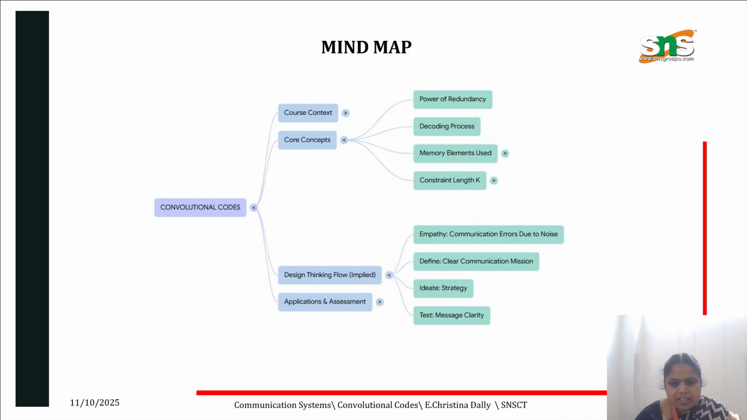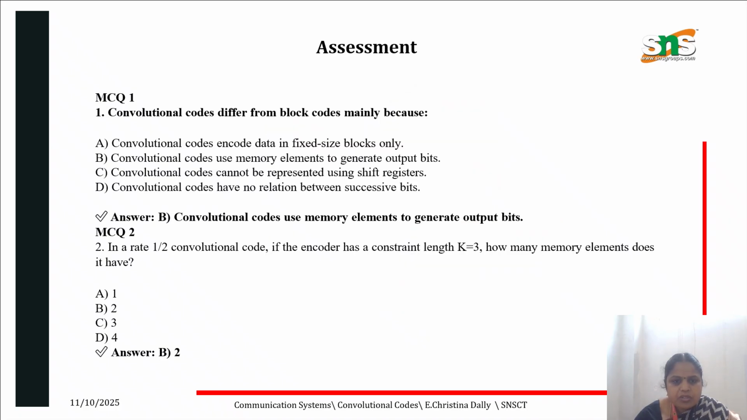And what are all the errors that have occurred, and we are defining the strategy and the clarity. Convolutional codes are always different from block codes. Why? Because they have to generate the output bits. So for the convolutional encoder, we have some memory elements. So here 2 will be the output of the second thing.